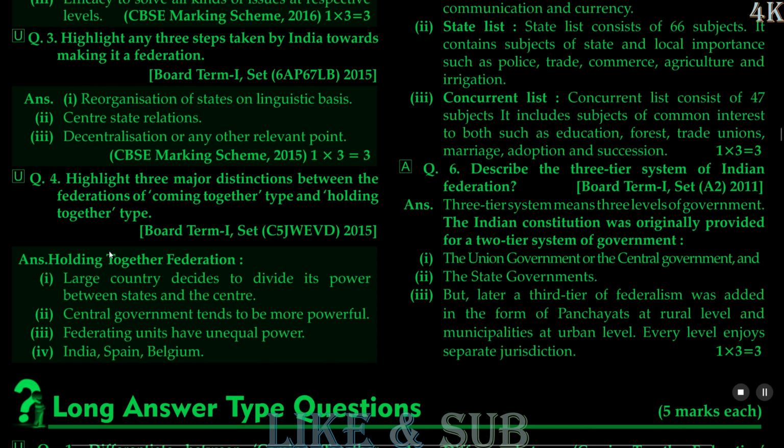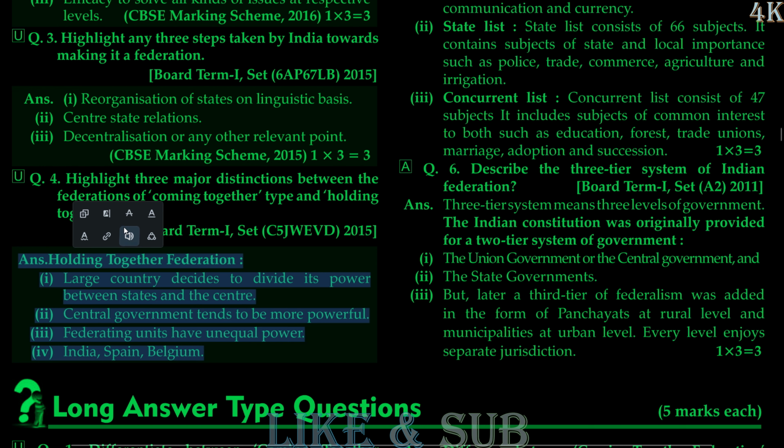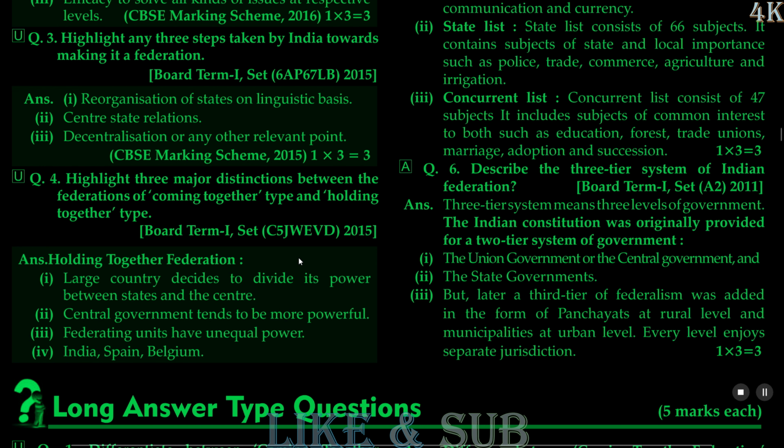Highlight 3 major distinctions between the federations of coming together type and holding together type. Holding together federation. 1. Large country decides to divide its power between states and the center. 2. Central government tends to be more powerful. 3. Federating units have unequal power. 4. India, Spain, Belgium.